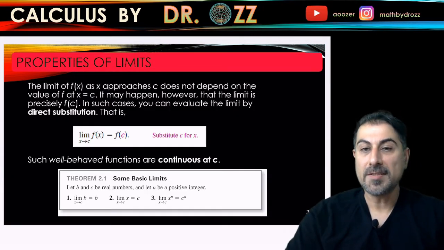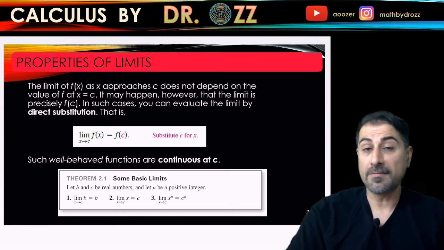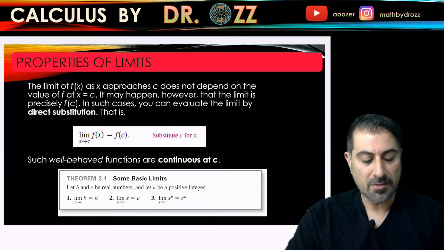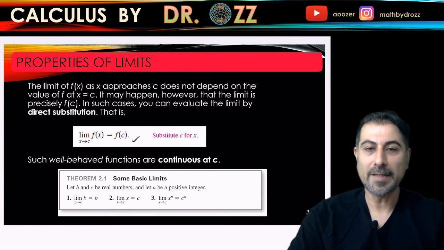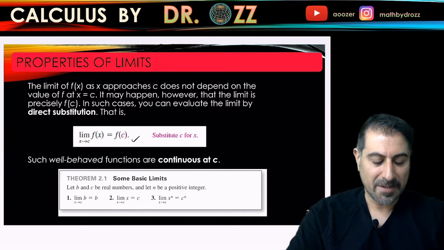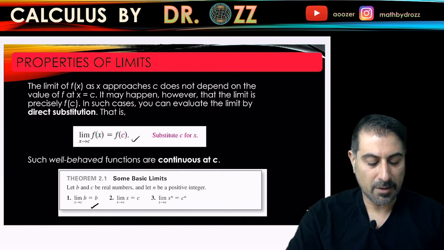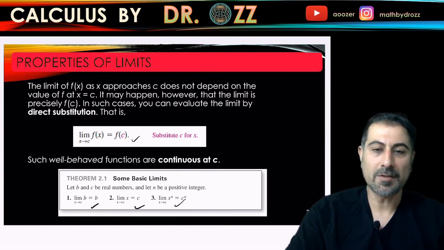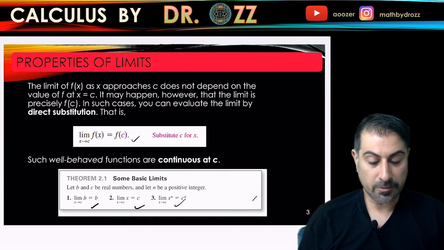So f may not be defined at the limit point, but if it's defined at the limit point c, why not use direct substitution? So here we go. We use direct substitution to evaluate limits as long as c is in the domain of the function. And in fact, for some basic or elementary functions, you have the limits provided here: the limit of a constant, the limit of x, the limit of x to the power of n. These are all determined in this result, so check it for your own reference.